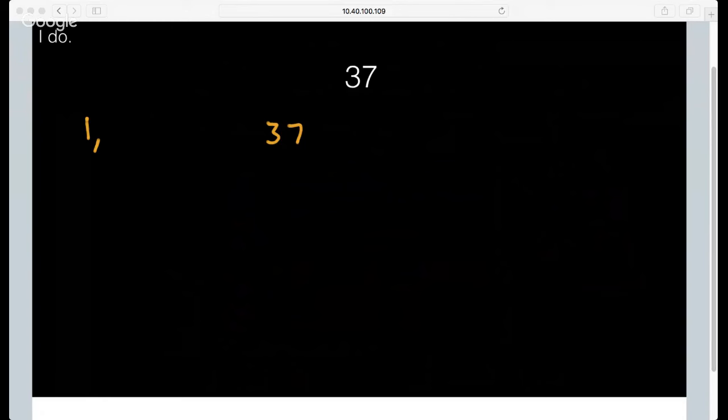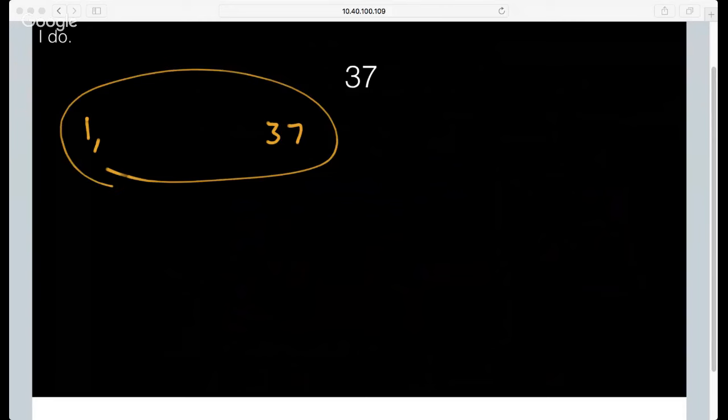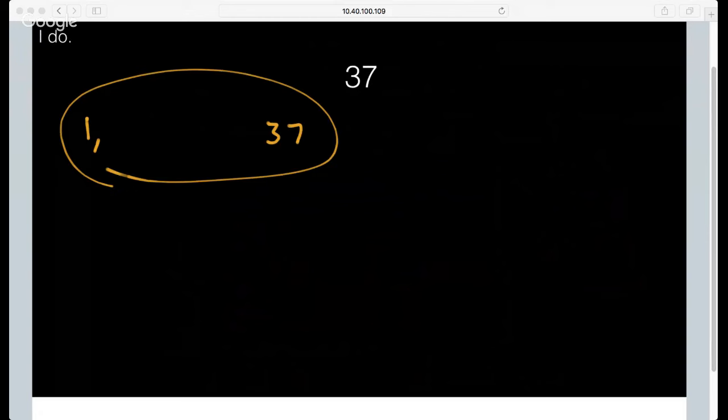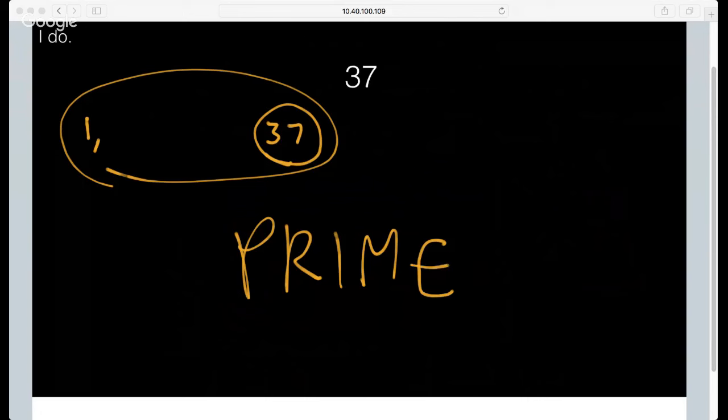4, I think that you can realize right quick that we're done. These are going to be the only factors of 37, and that's it. So, by the way, because those are the only factors of 37, that makes 37 a prime number because it has only 2 factors, 1 and itself.